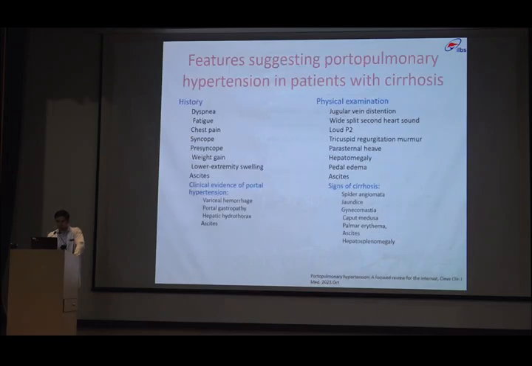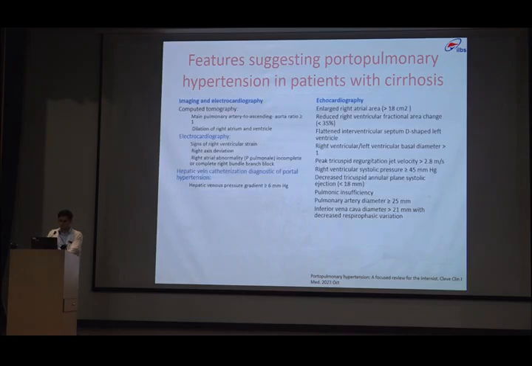What are the features suggesting portopulmonary hypertension in the patient with cirrhosis? In the history, we can see dyspnea, fatigue, chest pain, syncope, weight gain, and lower extremity edema. There could be ascites, indistinguishable from the background liver disease, and clinical evidence of portal hypertension. In the physical signs, there could be jugular venous distension, wide split second heart sound, loud P2, tricuspid regurgitation murmur, parasternal heave, hepatomegaly, pedal edema, and ascites. Signs of cirrhosis could be there.